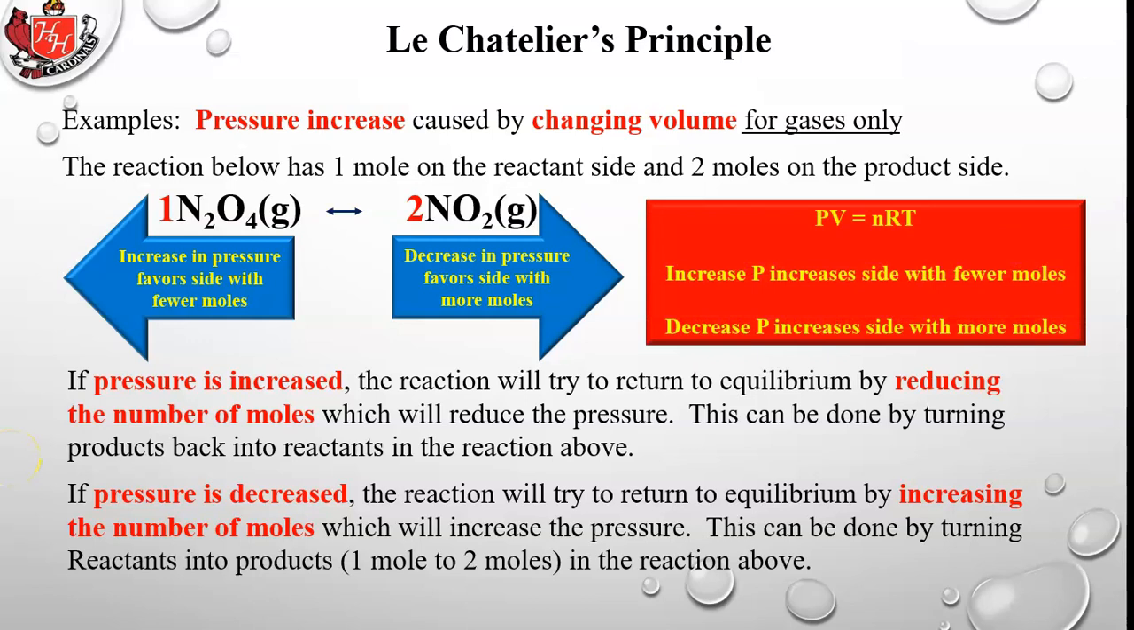So just remember PV = nRT. Increased pressure favors the side with fewer moles, and decreasing the pressure is going to favor the side with more moles.